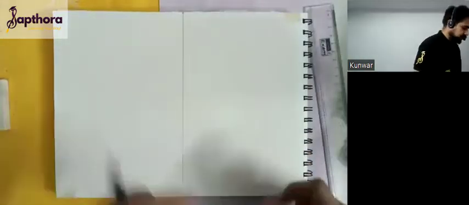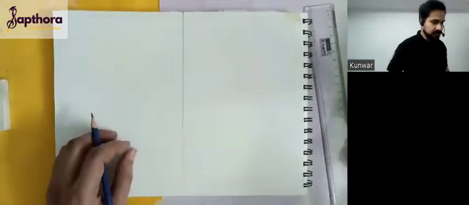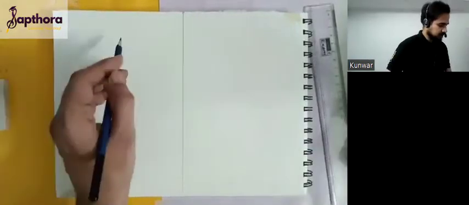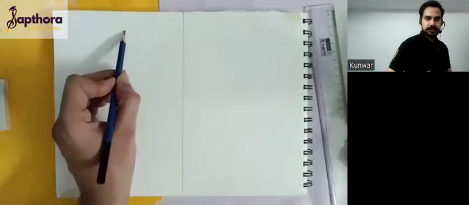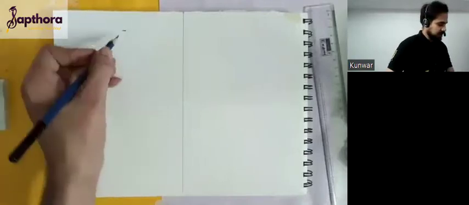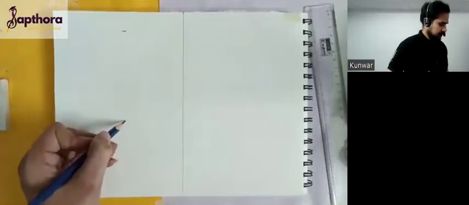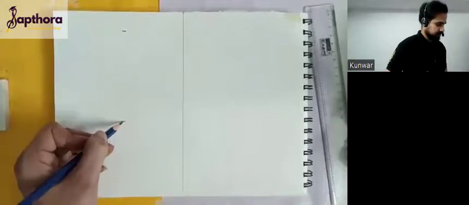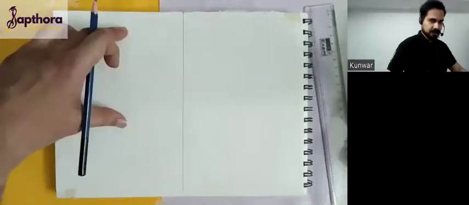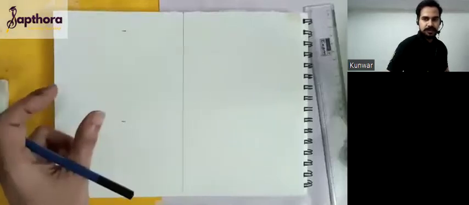First, we need to draw a circle. We'll start drawing a circle approximately from here, as you can see where I'm marking this point. We'll leave some space, and we'll draw this circle till this point. So this much bigger will be the circle. We'll always start drawing a face with a circle.